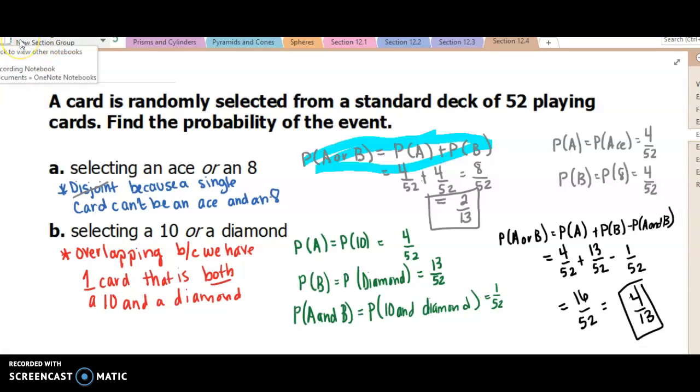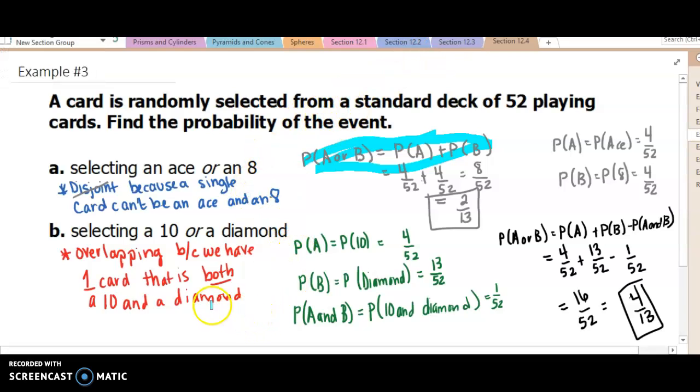Okay. Now the second part, selecting a 10 or a diamond, this is overlapping, and it's overlapping because we have one card that's both a 10 and a diamond. We have the 10 of diamonds. Okay. So because it's overlapping, we're going to use this formula here. We have to subtract that one card that's both so we don't overcount it. Okay, so the probability of being a 10 is 4 out of 52. Probability of it being a diamond is 13 out of 52, and the probability of being both a 10 and a diamond is just the 10 of diamonds, which is 1 out of 52. You add those up, we get 16 out of 52, which reduces to 4 out of 13.